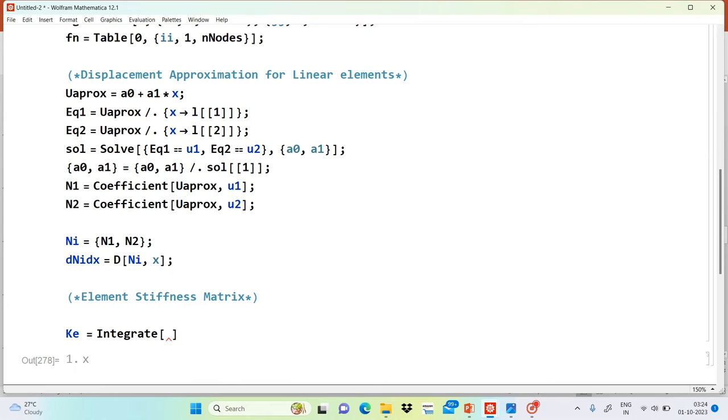So integrating EA into dNi by dx into dNi by dx at i, that may be 1, 2 depending on the node we are working with, with x from 1 to L, that will be 1, 2, L, that will be 2.